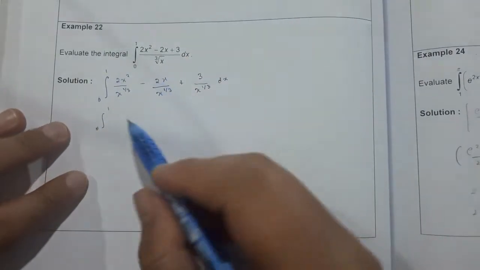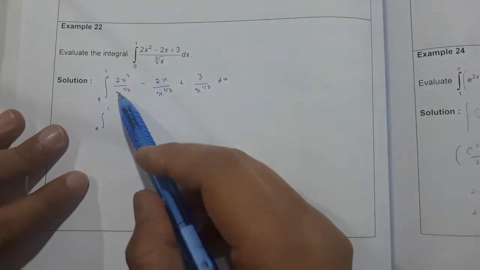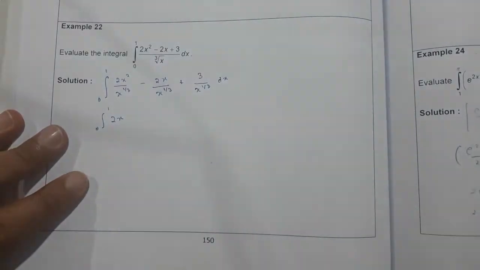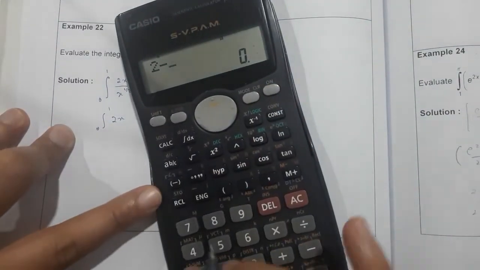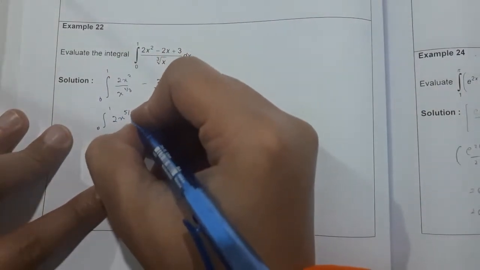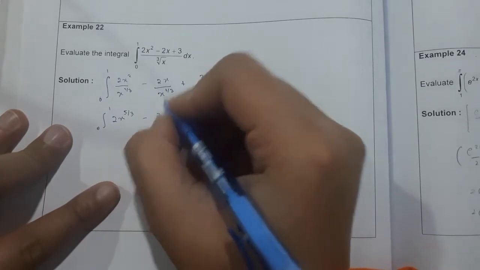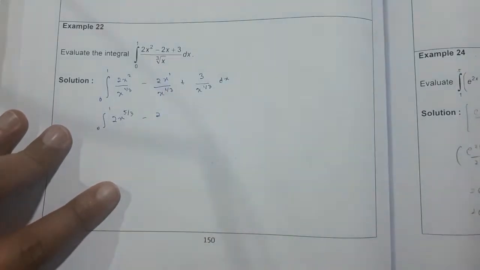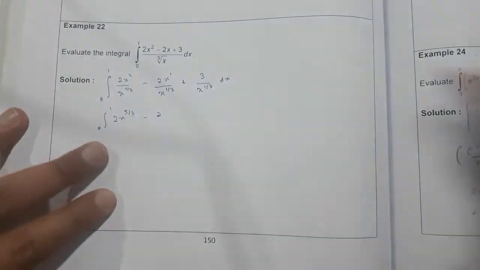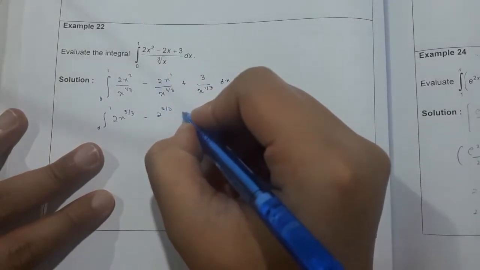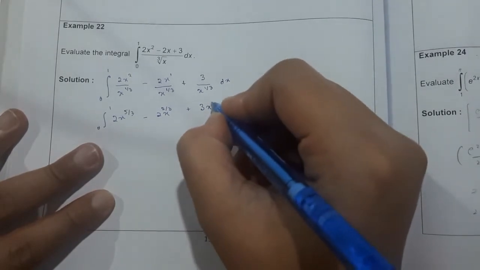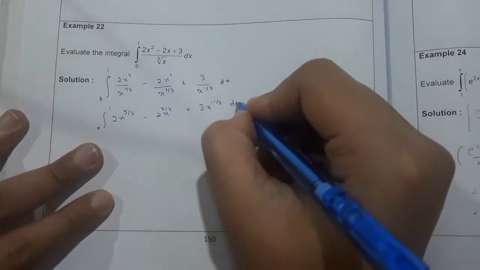Simplify each term. x divided by x, so we must subtract the power. 2 minus 1 over 3, we get 5 over 3. Okay, 2x is x to the power 1, so 1 minus 1 over 3, we get 2 over 3. Plus 3 x to the power negative 1 over 3.